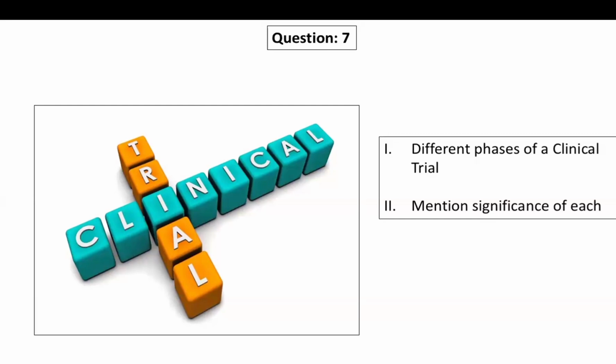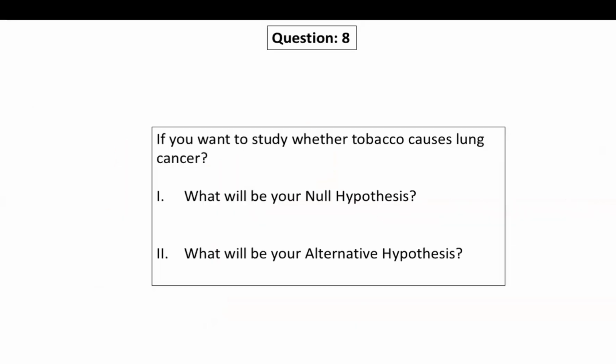Now coming to the next question, let's say you want to study whether tobacco causes lung cancer. So what will be your null hypothesis and what will be your alternative hypothesis here? Null hypothesis states that there is no relationship between two variables. So in this case, my null hypothesis will be that tobacco does not cause lung cancer. And the alternative hypothesis will be that tobacco causes lung cancer.